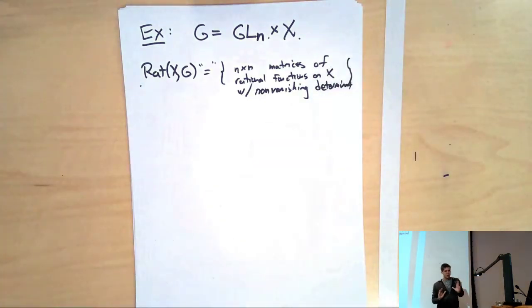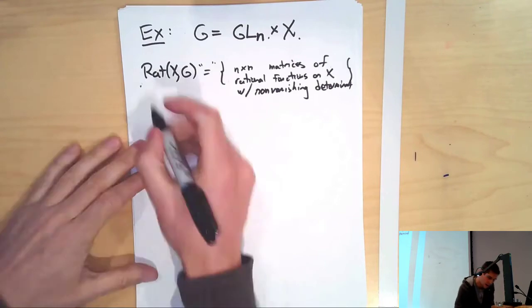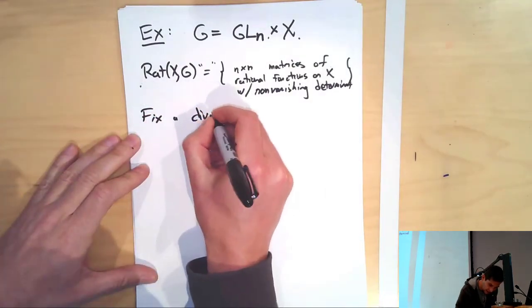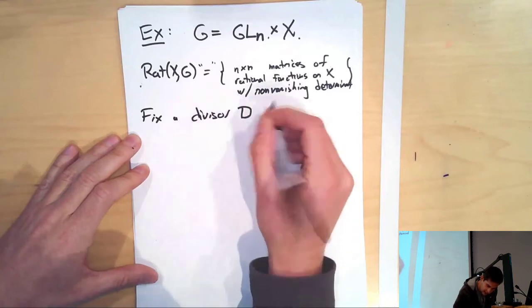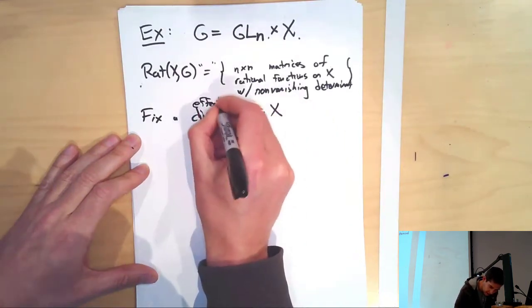So let me write down an approximation to this space. An element here will correspond to an n by n matrix of rational functions. Those rational functions might not be regular everywhere. In fact, they probably won't be. They can have poles along some divisors contained in X. So fix a divisor D contained in X, an effective divisor.